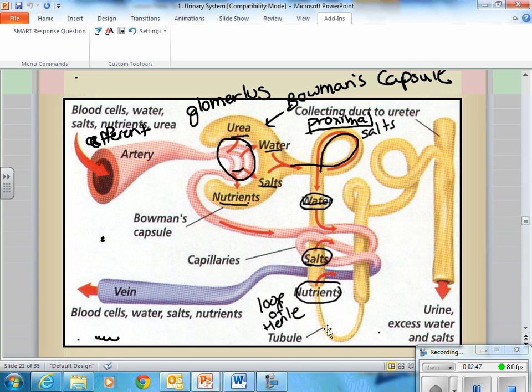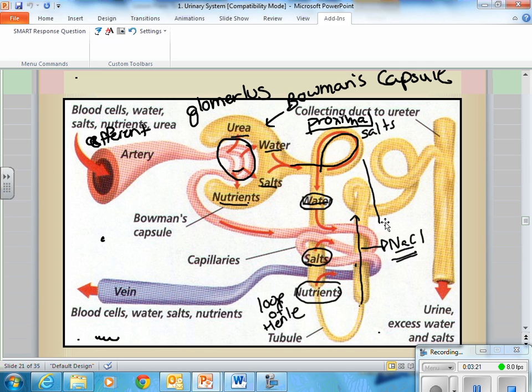When this starts ascending back up the loop of Henle, at this point, the only thing that's permeable is salt. So water is not permeable in this portion of the loop of Henle. But we're still moving salt into the blood, actively and passively. So our salt concentration in our blood is starting to rise now at this point. What happens when you build up a high concentration of salt is that water will naturally want to follow it, but it can't right here because it's not permeable.